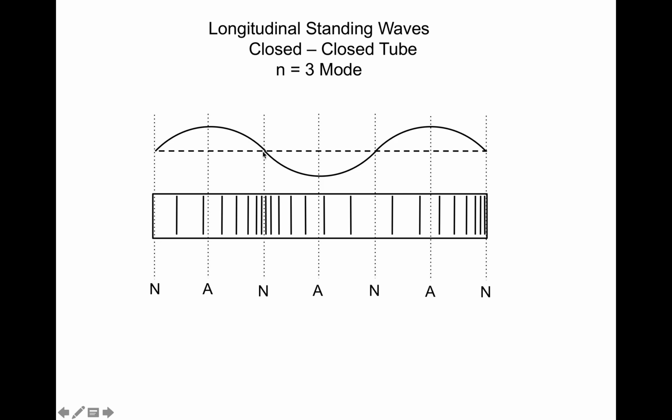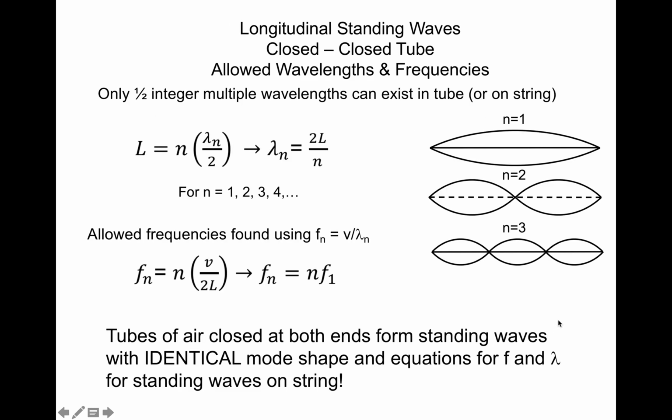And wherever you have the node, the particles move 0 here. Wherever you have the antinode, the particles move the most, and at the node, you still have no motion. Even though we form a rarefaction here, the idea is at this point, none of the air has moved at all. At this point, none of the air has moved at all. It's just which way is it moving. Okay, anyway. So 3 half wavelengths fit for the n equals 3 mode on the string.